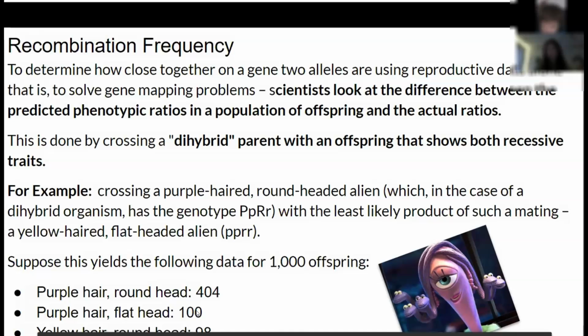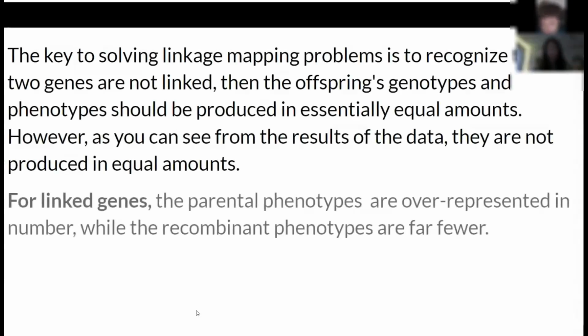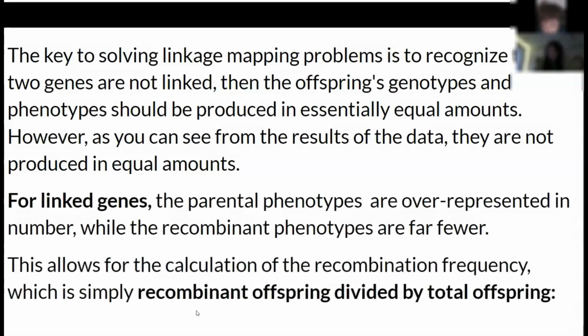So we can assume the phenotype that is in the greatest percentage is the original form. The phenotype that is in the smaller percentage is the recombinant. That's what this is showing here. This is talking about the fact that those genes should always be inherited together, and so you have an overrepresentation, meaning a greater percentage. And then the recombinants are going to be the lower percentages, far fewer.